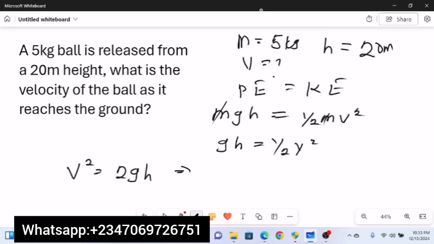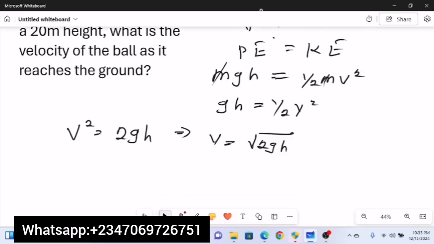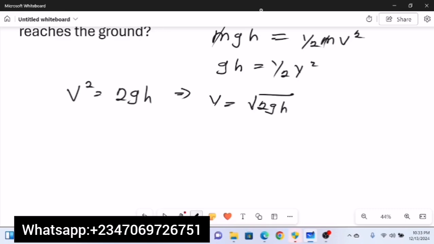So this simply implies that velocity is going to be the square root of 2g times h. So you simply plug in your values to find velocity. So we have v equal to the square root of 2 multiplied by g, gravity. At the secondary level, gravity is taken as 10, so you may consider it as 10, but at the higher institutions it's taken as 9.81, but let's take it as 10 here.